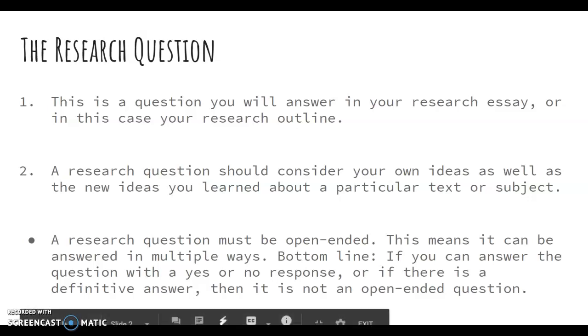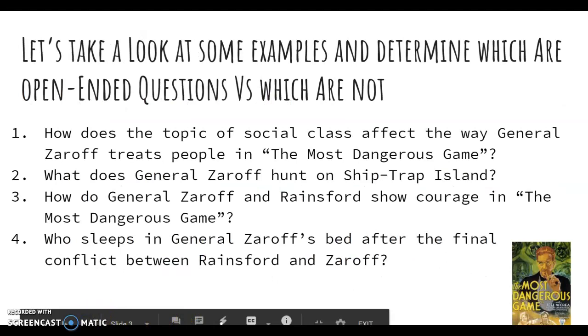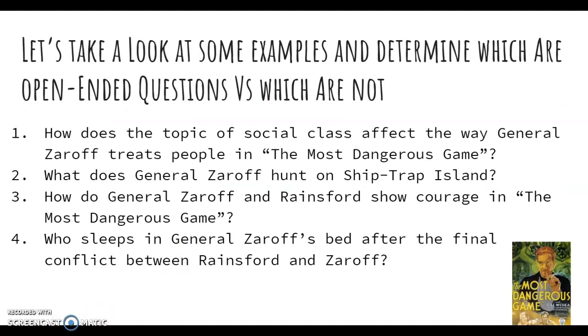And we're going to take a look at some examples right now. And the examples that we look at are going to be using the text, The Most Dangerous Game. That is the short story that we read earlier on this year. The first question says, how does the topic of social class affect the way General Zaroff treats people in The Most Dangerous Game? Okay, so we're looking at the topic of social class and how it affects General Zaroff.